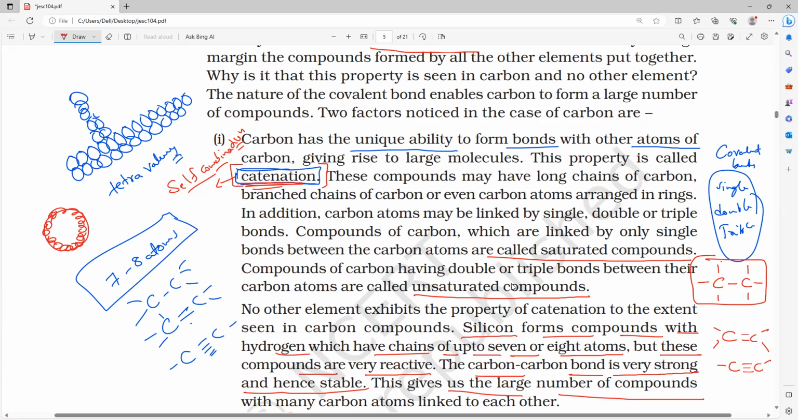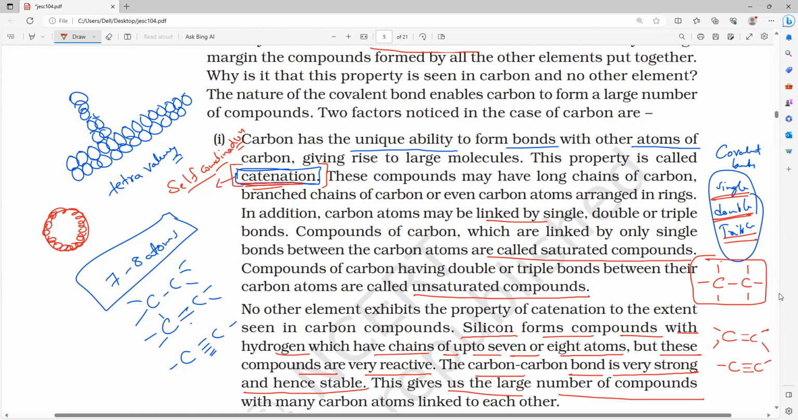Note it, everybody. At least one double bond or one triple bond is there. Wherever you see a double or triple bond between carbon and carbon, it is an unsaturated compound. You will study what is saturated and what is unsaturated, don't worry. So carbon atoms may be linked by self-linking, through a single bond, a double bond, or a triple bond between the carbon and another carbon atom.